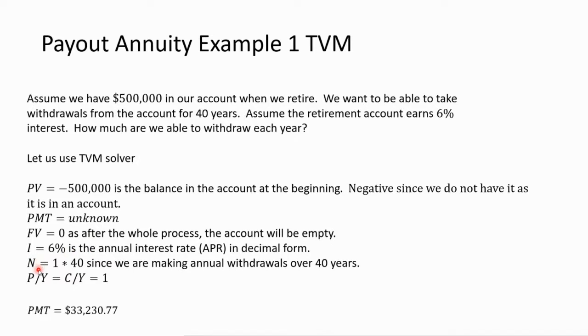In the TVM solver, capital N is little n times t, which in this case is 1 times 40. It's because we're making annual withdrawals once a year over 40 years. It's basically how many compounding periods there are, which is equal to how many withdrawals we're making. These are both equal to 1 because we're making 1 withdrawal a year, so it's being compounded once a year. And these are always equal to each other. This is how many times it's compounded in a year, which in this case is 1.